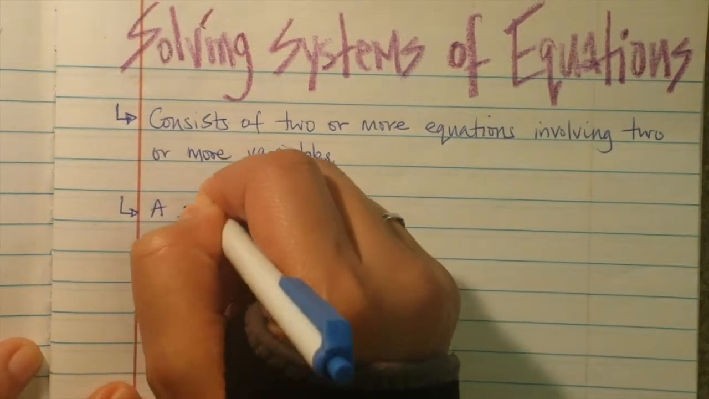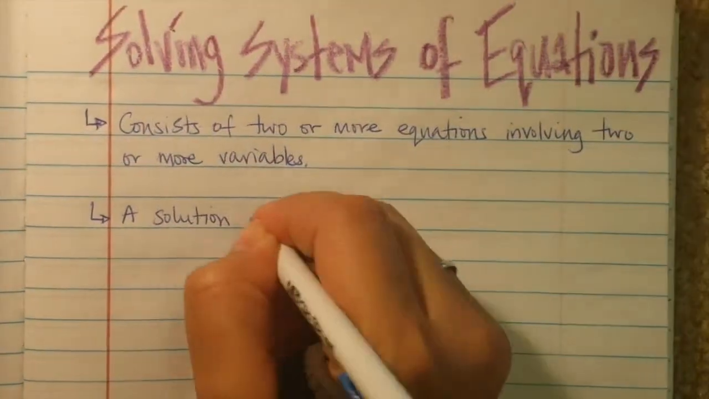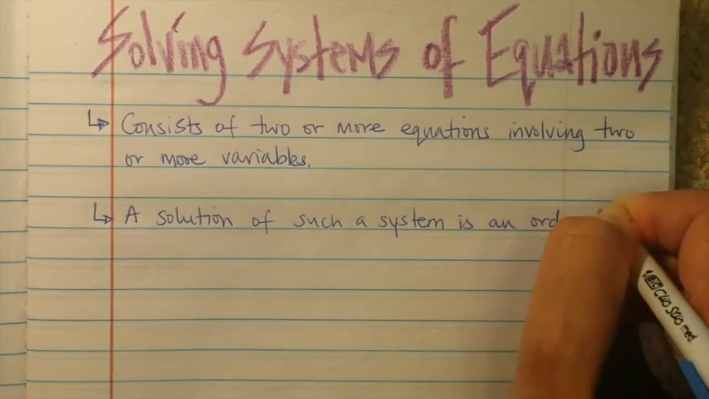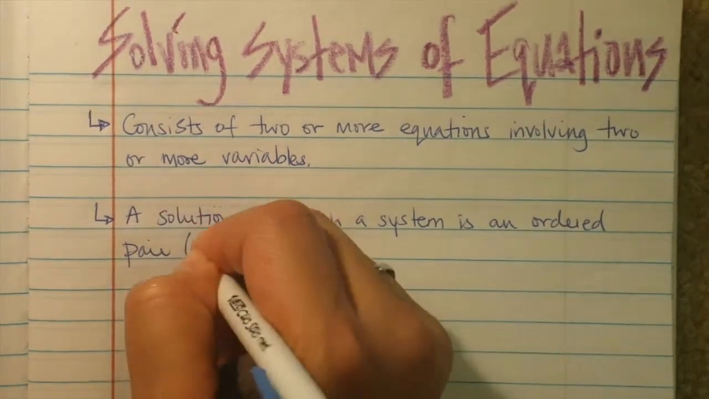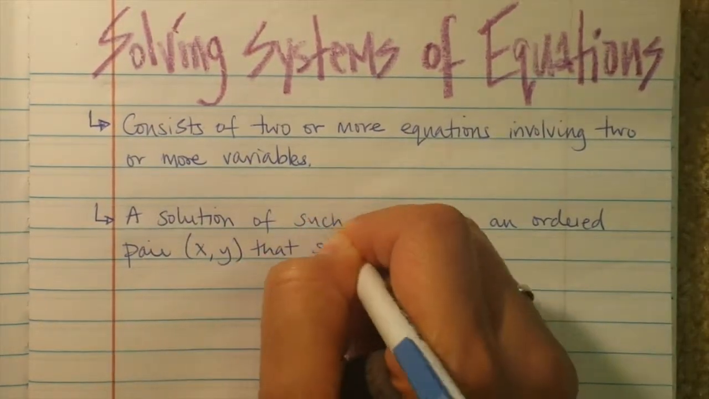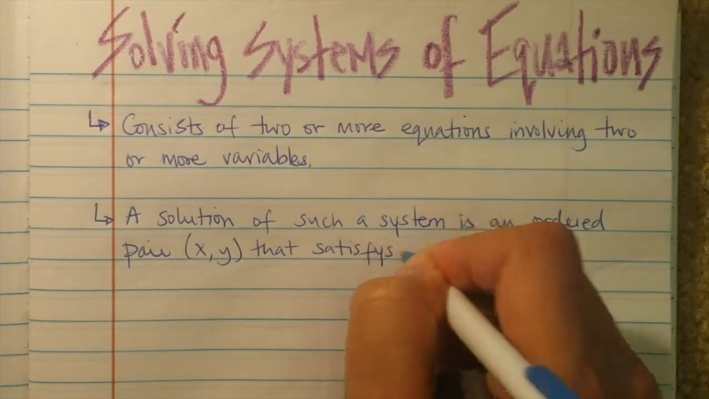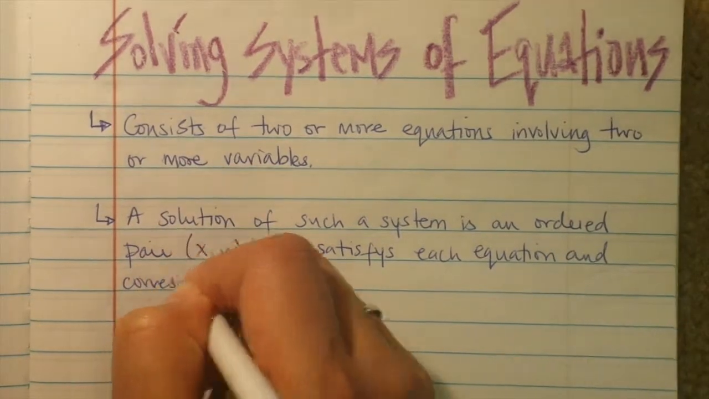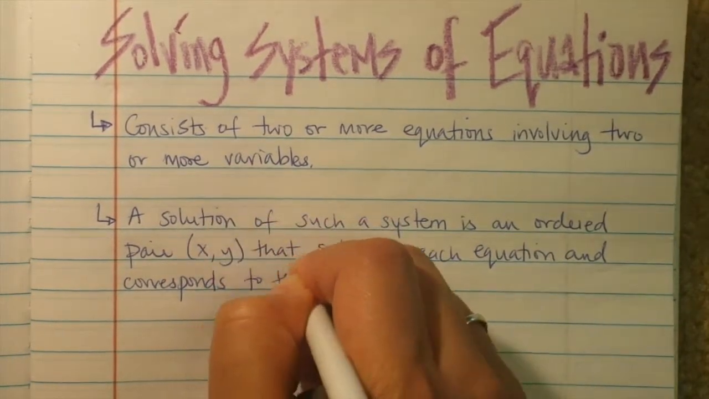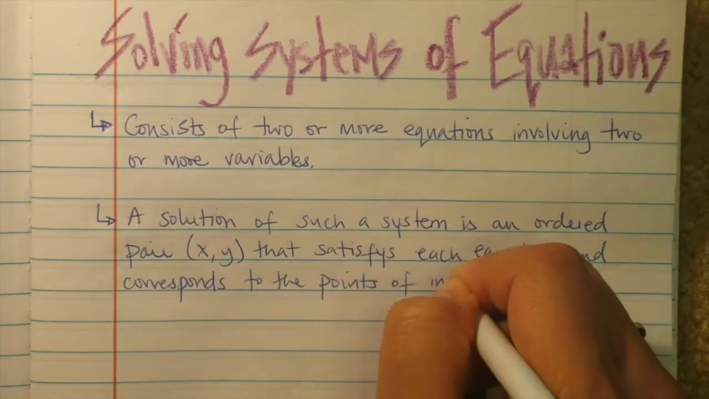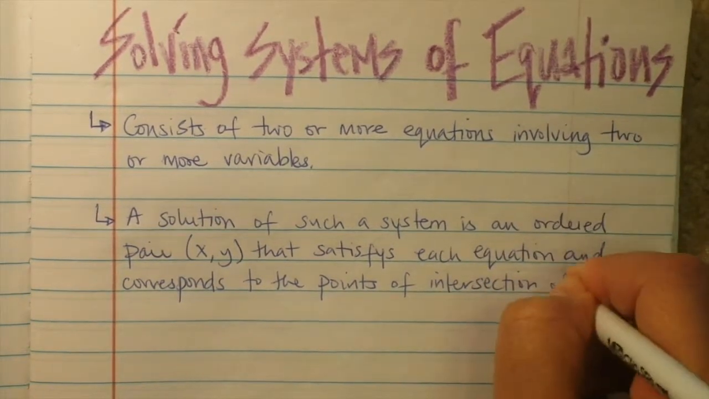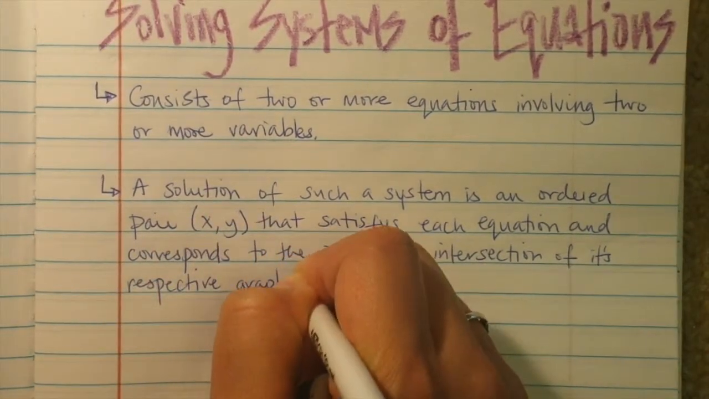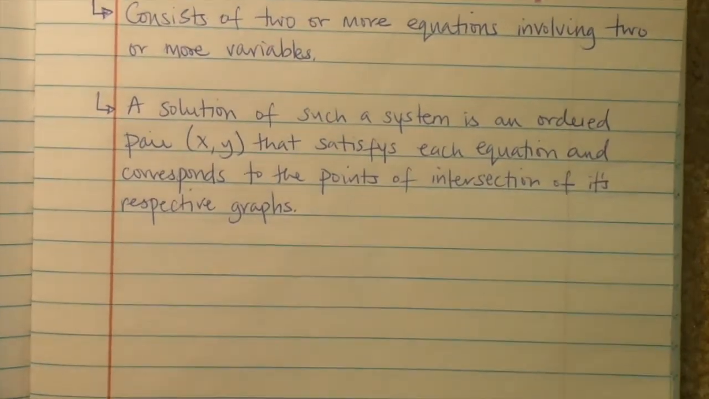Next thing, or number 2, a solution of such a system is an ordered pair, in other words, x comma y, that satisfies each equation and corresponds to the points of intersection of its respective graphs.